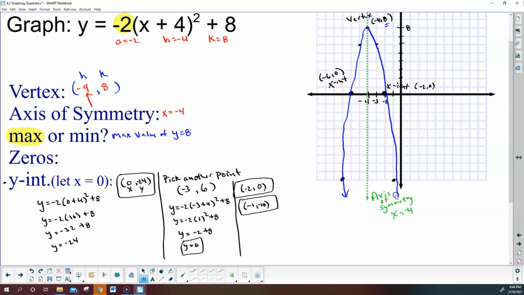It's really hard to do this on my tablet. That should go through that point. And there you go. Okay. Now, this one was unique. I didn't have to find my zeros algebraically, but if I set this equal to 0 and subtracted 8, divided by -2, took the square root, and did all that solving, I would get the same X-intercepts and the same zeros that we got right here.